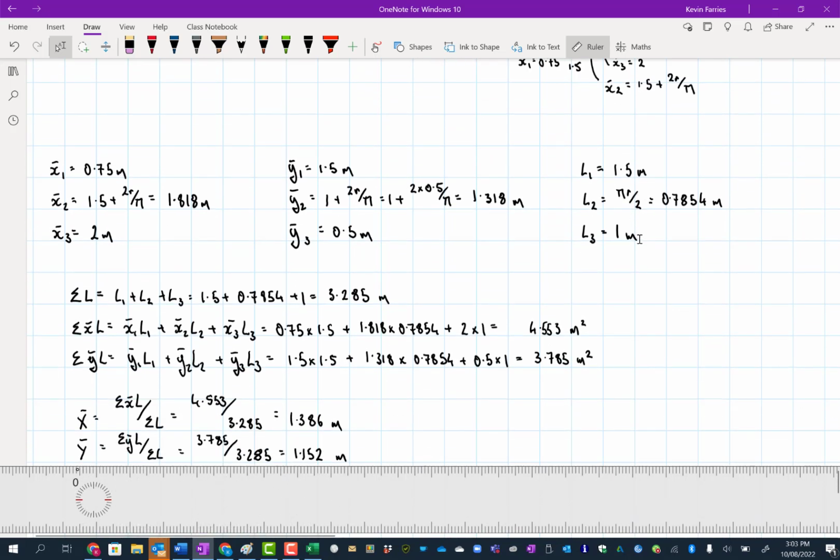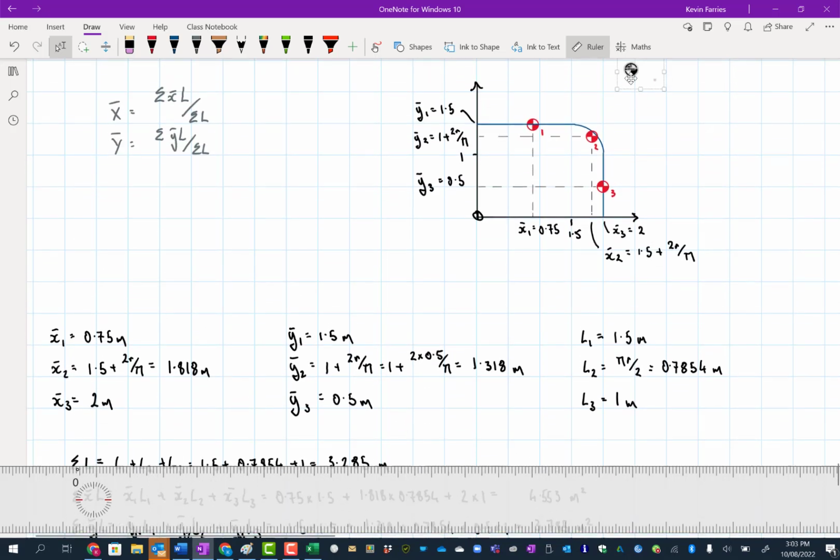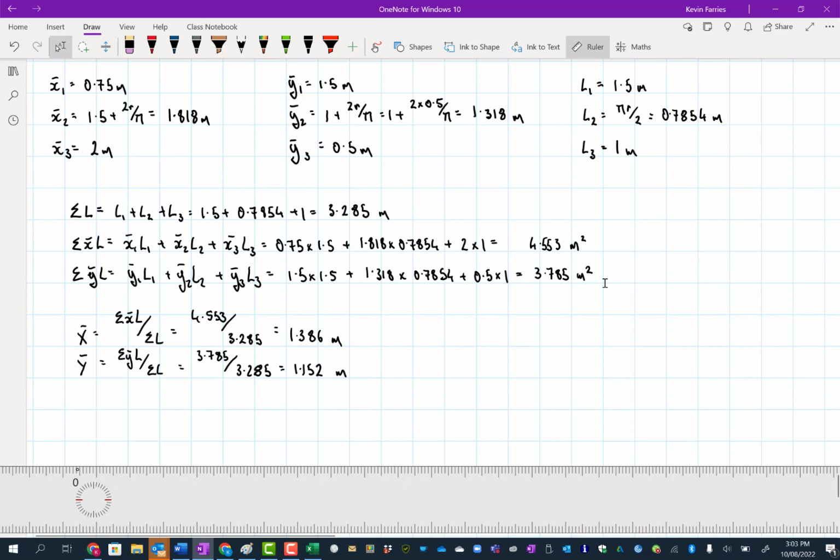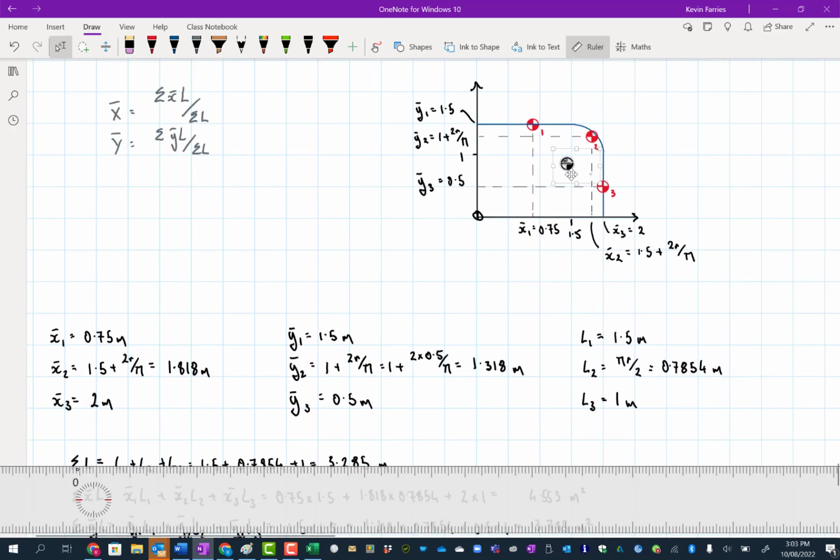And so where's it ending up? It's ending up at x coordinate about 1.4, which is about there somewhere. And the y coordinate's 1.15, which is about here somewhere. So that's the centroid of this.